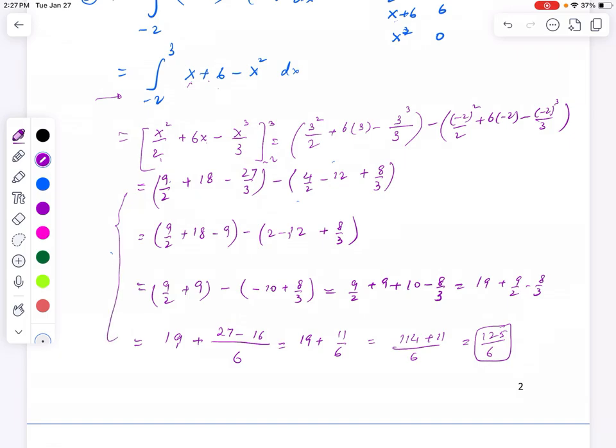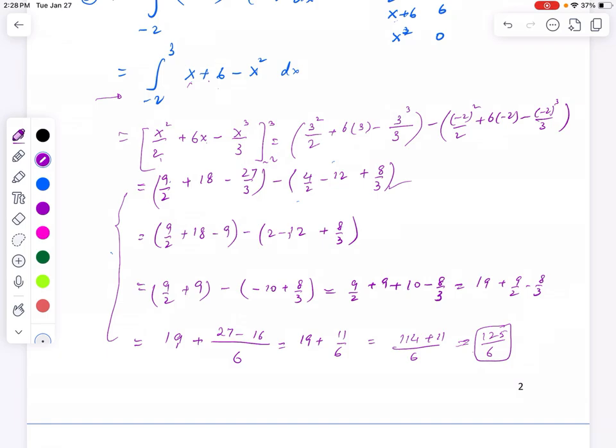Now if you are doing this problem, you may do up to here, and you may use a calculator if you want, but don't give the answer in decimals. Leave the answer in fraction, just the improper fraction, okay? But just the fraction, not the mixed fraction. So leave it like this, 125 over 6.